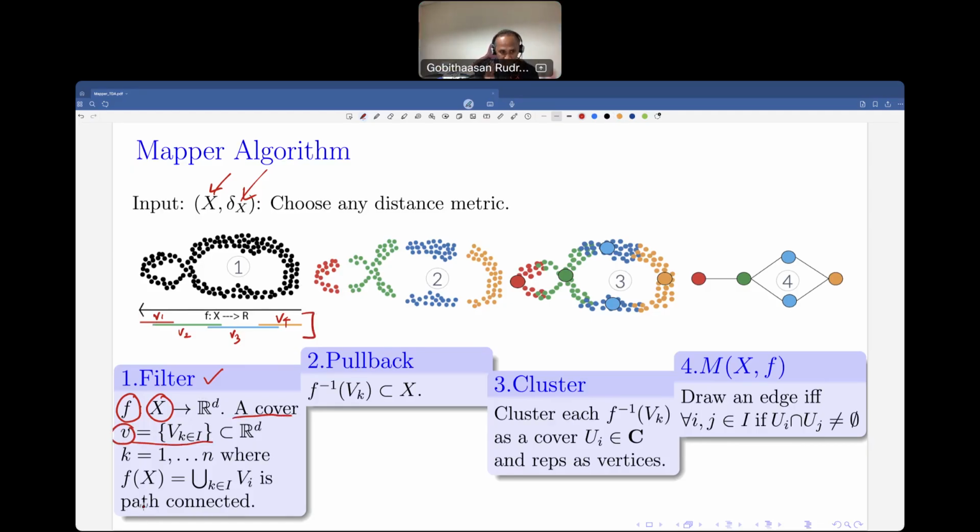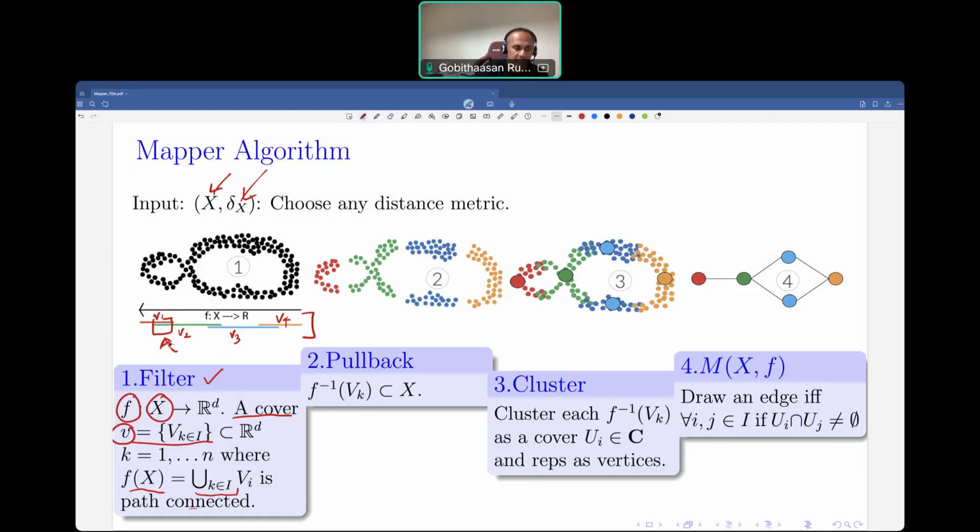Taking X values and breaking them into connected covers. Connected here simply means, as you can see, there is an overlap. At this overlap, there are similar X values. If you choose in such a way, then your filter, which is the union of all these 4 covers, is path connected.